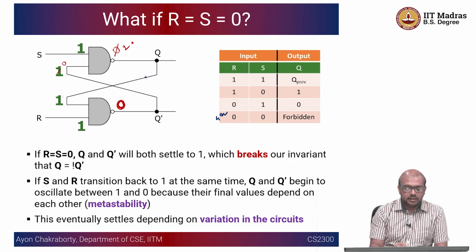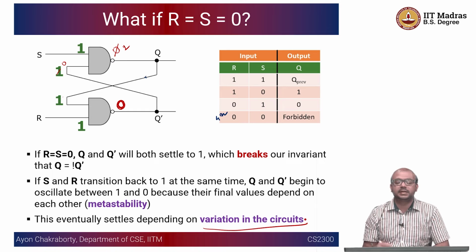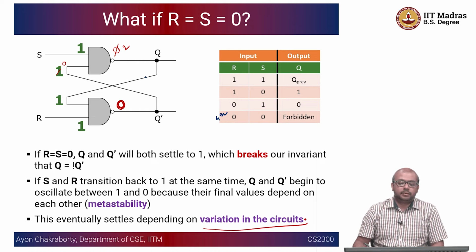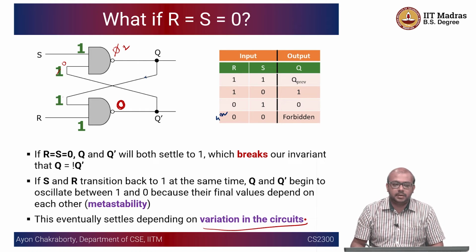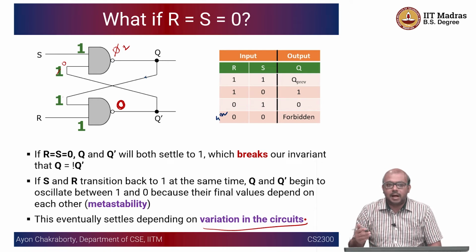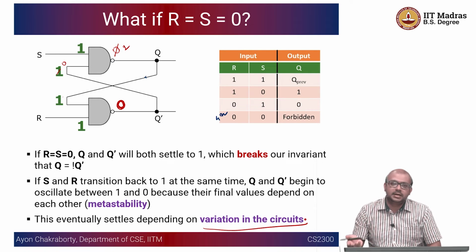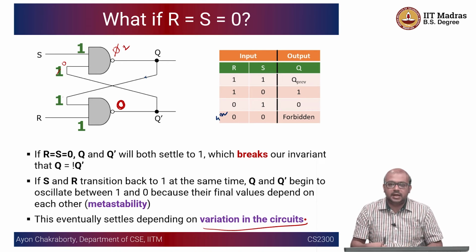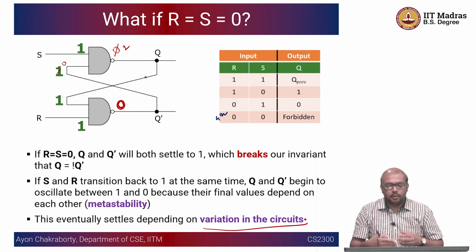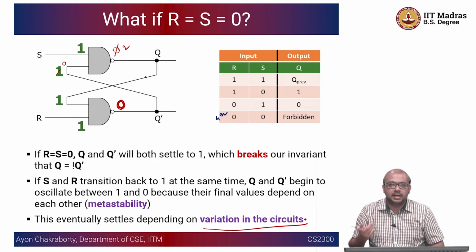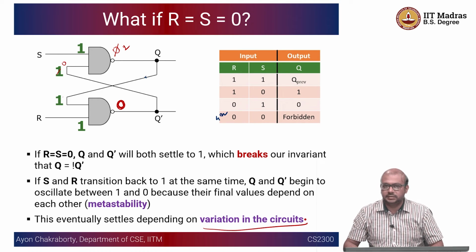Okay, so this eventually settles depending on the variation in the circuits. This is actually going into the hardware. All these NAND gates might not be exactly the same. Someone might have a higher latency, or a propagation delay as it is called, or someone can have a lower propagation delay. Depending on that, one is going to settle down earlier than the other, and based on that, the final output is going to change.